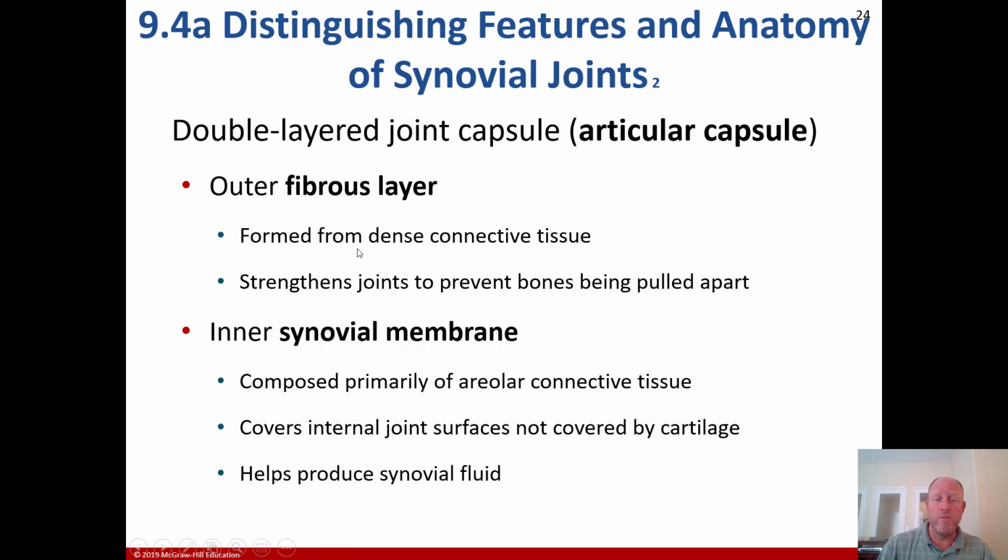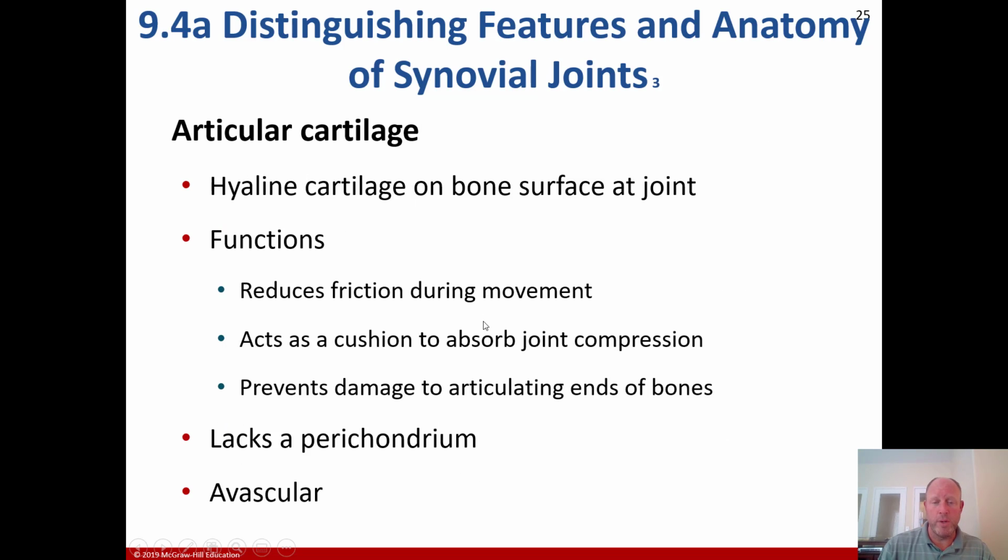That outer fibrous layer is formed from dense connective tissue, and it strengthens the joints to prevent bones from being pulled apart. Whereas this inner synovial membrane is composed primarily of areolar connective tissue, and it covers internal joint surfaces that are not covered by cartilage. It helps produce that synovial fluid, which helps keep the joint lubricated, helping it maintain its mobility and decreasing stress on the joint during motion and during stress.